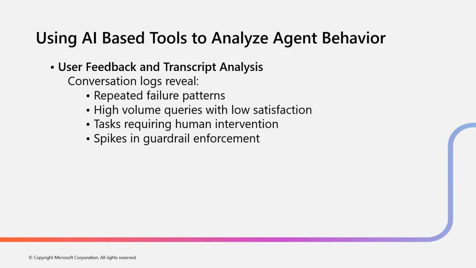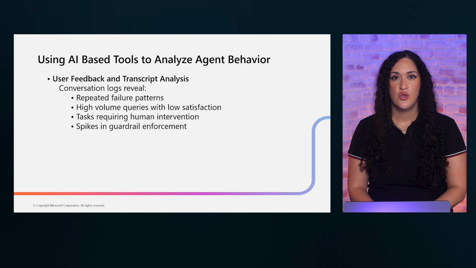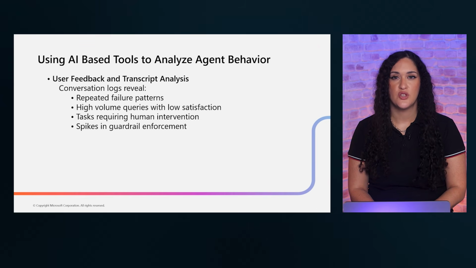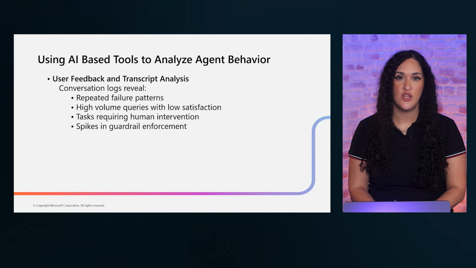User feedback and transcript analysis complement what telemetry tells you. Conversation logs reveal things that metrics cannot capture, like misaligned intent detection, where the agent understood the words but missed the meaning. You'll find ineffective responses that technically answered the question but did not actually help. Repetitive misunderstandings highlight areas where the agent consistently stumbles, and workflow abandonment points show where users gave up entirely.